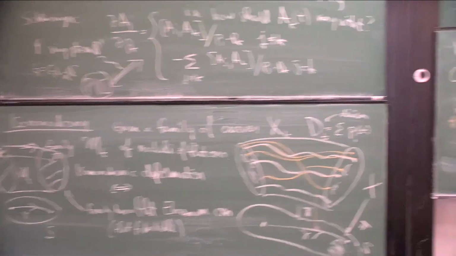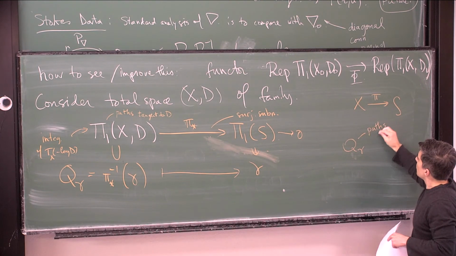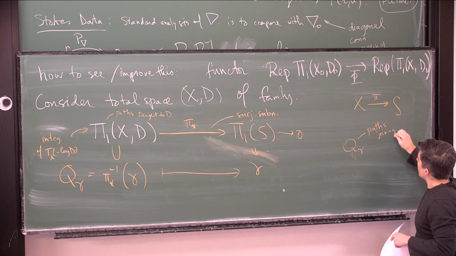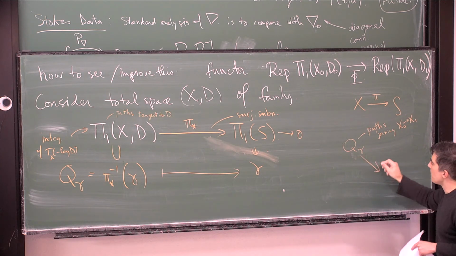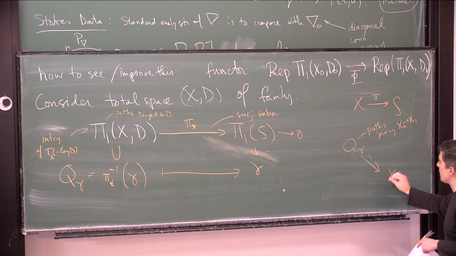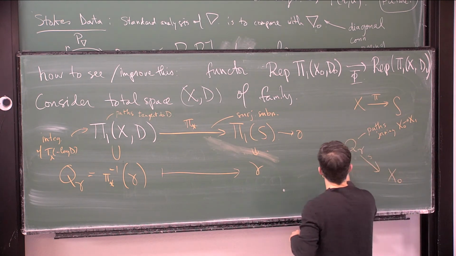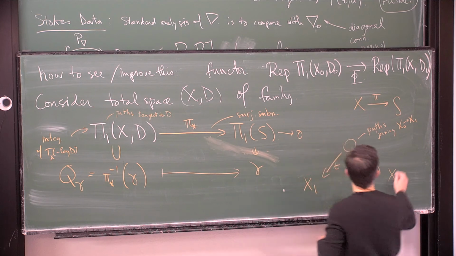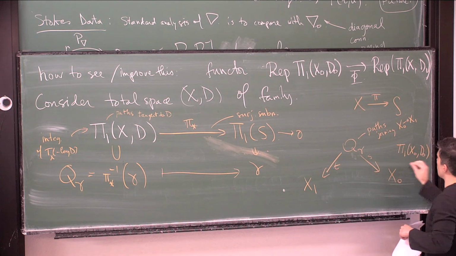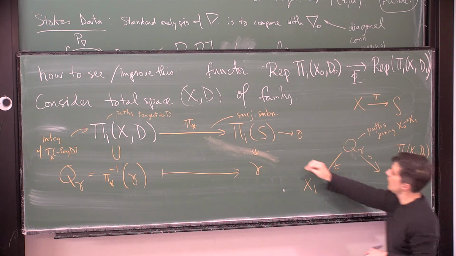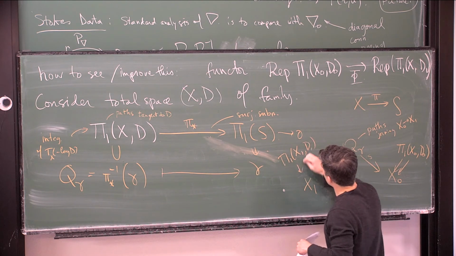This is a manifold consisting of paths. These are paths joining x_0 to x_1. Okay? And therefore, there's a source map, which maps to x_0, and there's a target map, which maps to x_1. And here we have pi_1(X_0, D_0). This is a groupoid over x_0. And here we have a groupoid over x_1.